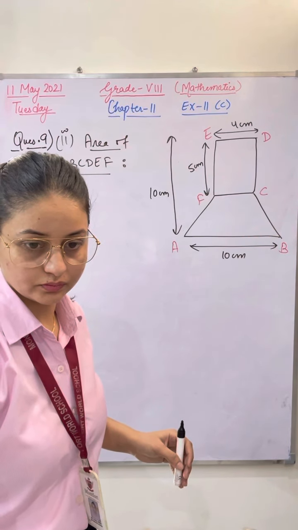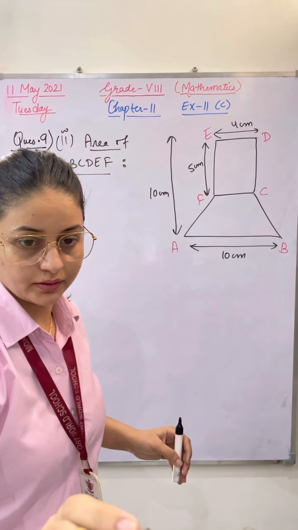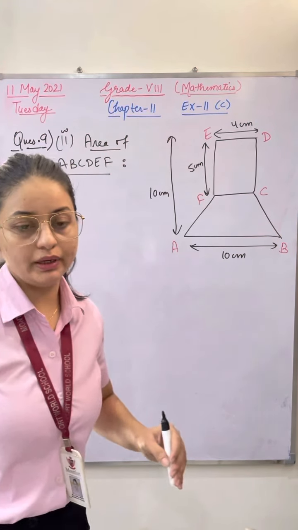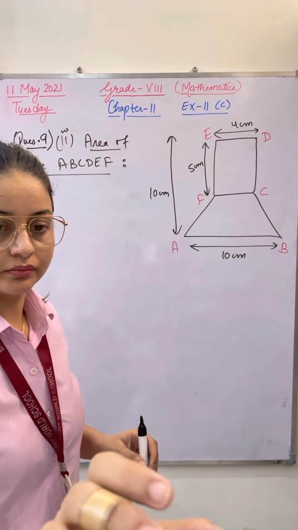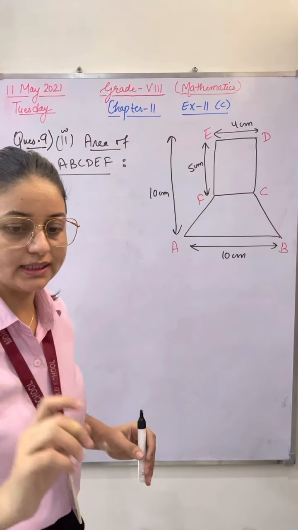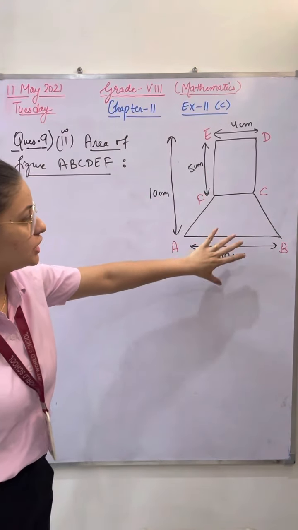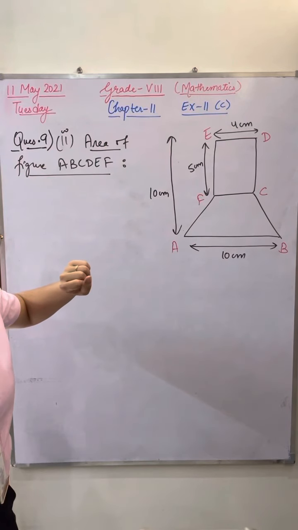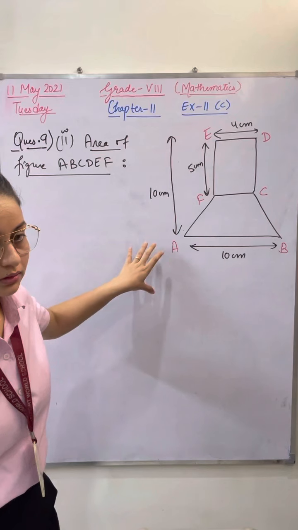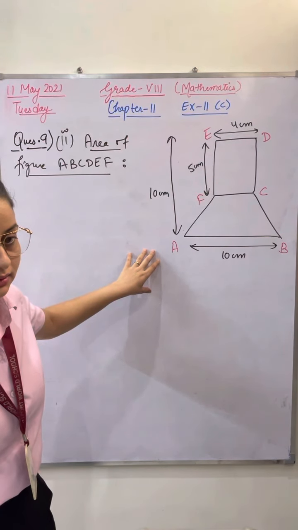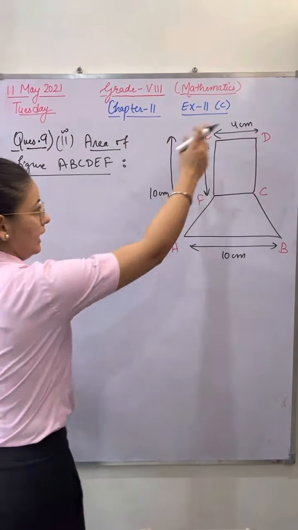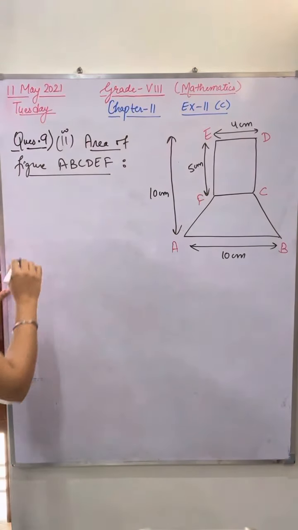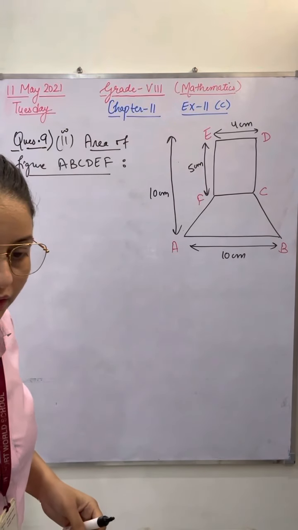Mishika. Mishika, please unmute yourself. Good morning, ma'am. Very good morning. Mishika, please tell me, I can split this complete shape in how many parts? Ma'am, we can split it into two shapes. First, we can split it into a rectangle. Yes. First one shape and second shape we can split into a trapezium. Trapezium, very good. One rectangle, one trapezium. Right, very good. Please mute yourself. Very good.